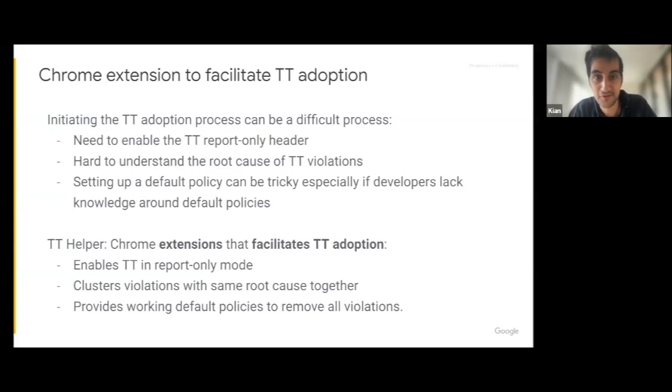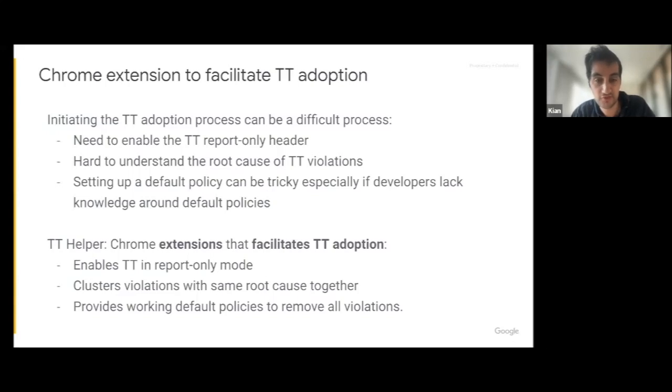As I said, it's just a Chrome extension. But the question is, how does it help and why do we need help? We know that the Trusted Types adoption process is not necessarily simple. It can be quite tricky depending on the application, and there are a few parts that are more or less complicated. The first one is that you need to be able to enable the Trusted Types report-only header across your entire application. That's not necessarily the hardest, but it's necessary to start anything.